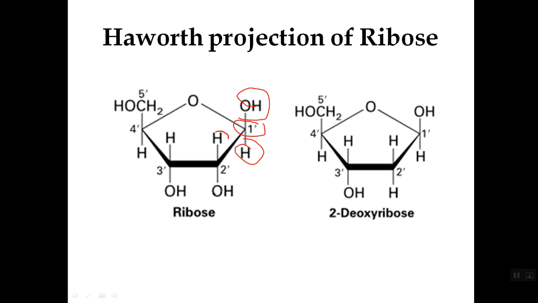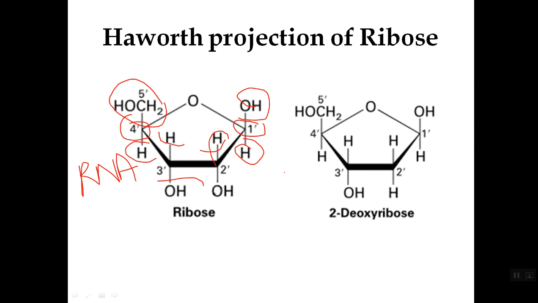At the C2 position you have H and OH. OH will be towards the downward side and H will be upside, whereas at C3 you have OH downwards and H upwards. And at the C4 position you have the H atom, and then the 5th carbon atom, that is CH2OH, is placed. So this is the Haworth projection of ribose. This ribose is an important component of RNA, that is ribonucleic acid.